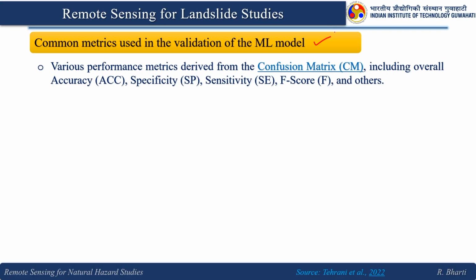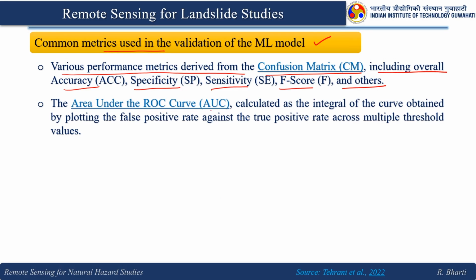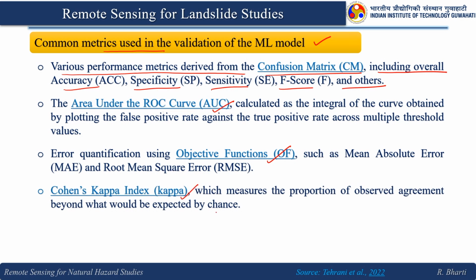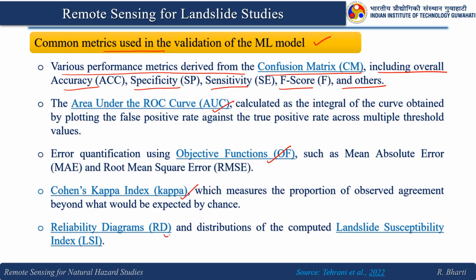And in machine learning, different matrices are being used. So, various performance matrices derive from the confusion matrix, including overall accuracy, specificity, sensitivity, F score, and many other methods are used, right. Area under the ROC curve, which is known as AUC. Then you have objective function OF, then you have kappa coefficient, then you have reliability diagram. So, these all are used to test your information or to validate your results, right, that is being generated from the ML methods.